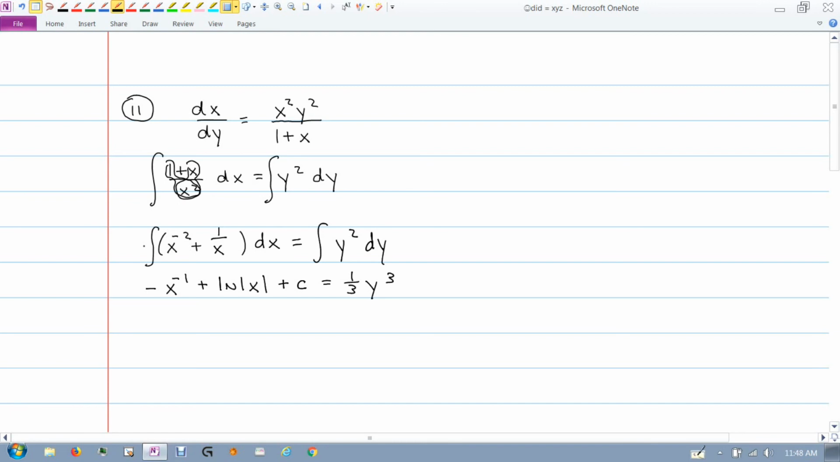I'm trying to get this to match the back of the book so that there's no confusion on your end. Yeah, I see what they do. I guess you could do that. All right, they multiply everything by 3x.